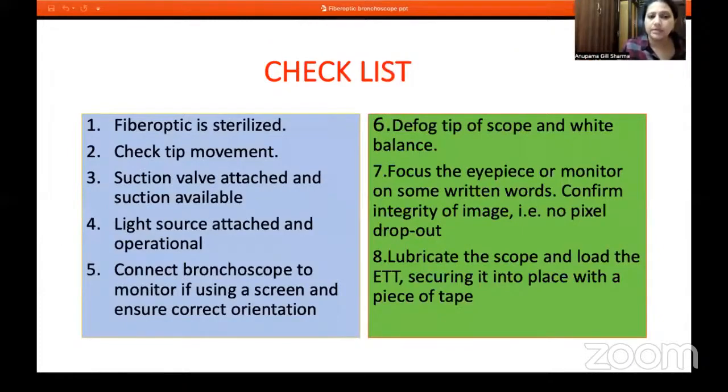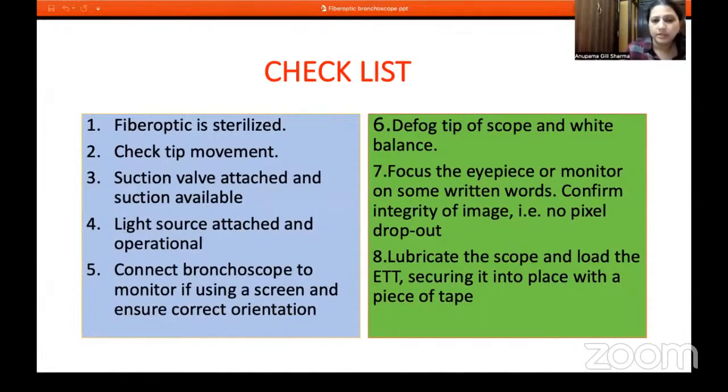The checklist is: the fiber optic should be sterilized. Check the movement of the tip. The suction valve should be attached. The light source attached and operational. Connect the bronchoscope to the monitor. Defog the tip of the scope. Focus the eyepiece and the camera, so there is no pixel drop. Lubricate the scope while railroading the endotracheal tube, and the endotracheal tube has to be secured with tape at the proximal end. Otherwise it can keep on falling, and advancement of the fiber optic scope can be difficult.